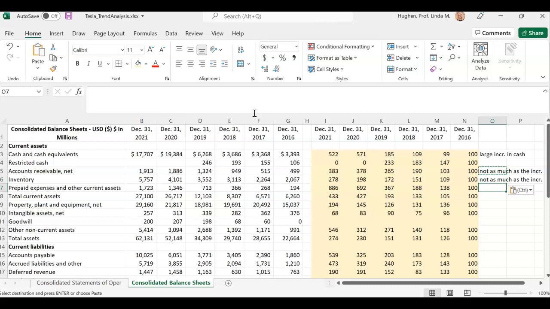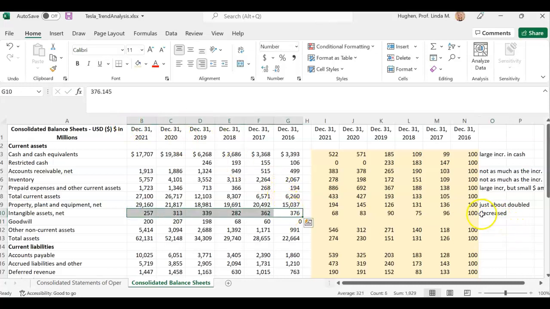We see a dramatic increase in the prepaid expenses and other current assets, but if you look at the dollar amount, it's not that meaningful. We have, again, a large increase, but small dollar amount, so not very meaningful. Plant, property, and equipment only doubled, which isn't much considering the increase that we saw in sales. So we can say that they're using their plant, property, and equipment quite efficiently to generate sales. We see that intangible assets actually decreased over the period, but the dollar amount is not really that much.